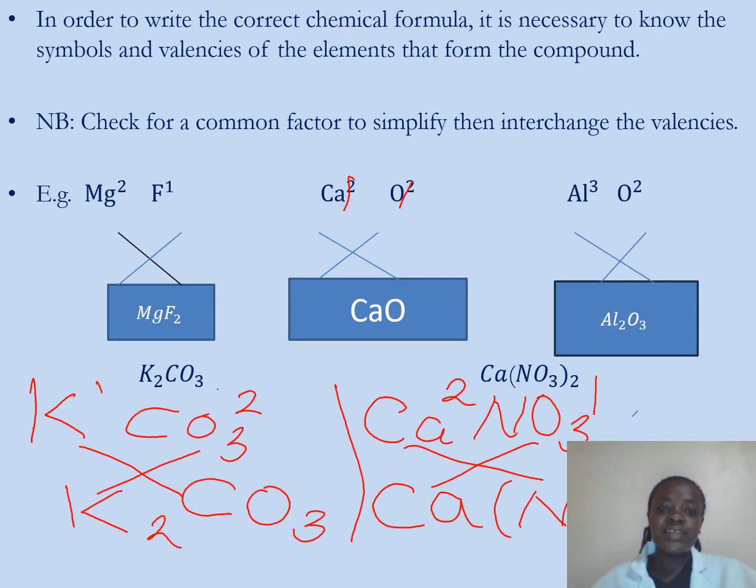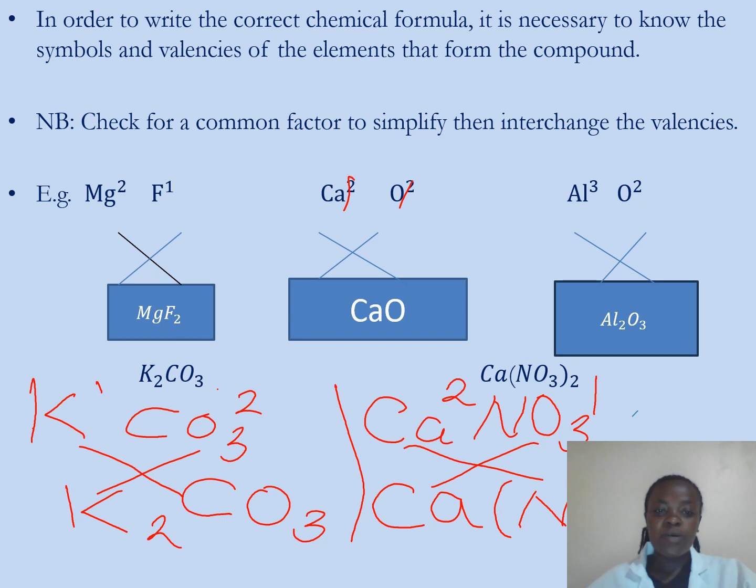In order to write the correct chemical formulae, it is necessary first to know the symbols and the valences of the elements that are being involved to form the compound. After you know the symbols and the valences, it will be easier for you to write the chemical formulae. For example, if you want to write the compound of magnesium fluoride, this is our example 1.